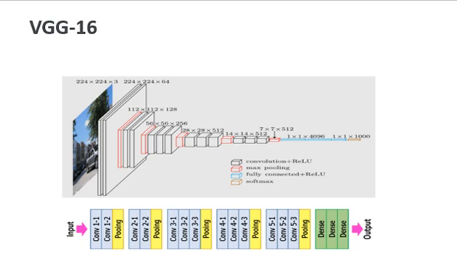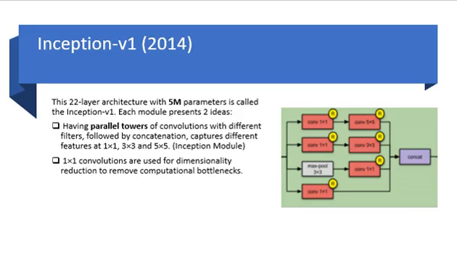So, the Inception module. This 22-layer architecture with 5 million parameters is called Inception V1. This is done by means of the Inception module, and the design of the architecture of an Inception module is a product of research on approximating sparse structure, and each module has two main ideas: having parallel towers of convolution with different filters, followed by concatenation, capturing different features at 1x1, 3x3 and 5x5, and then clustering them.